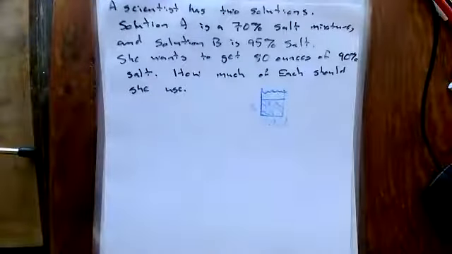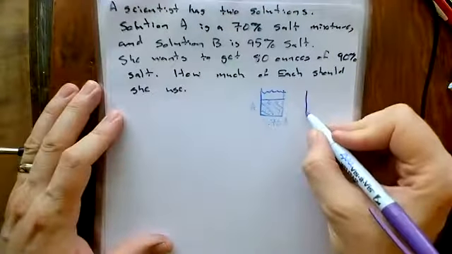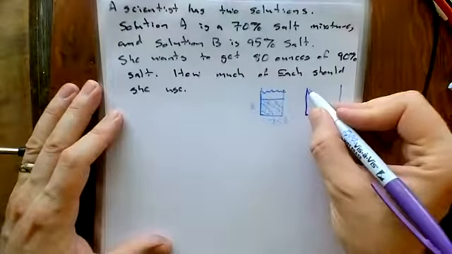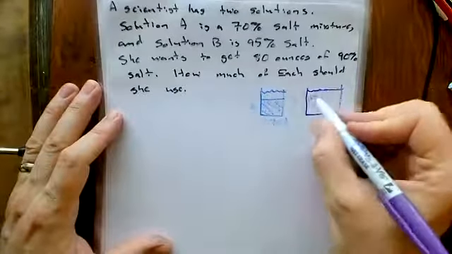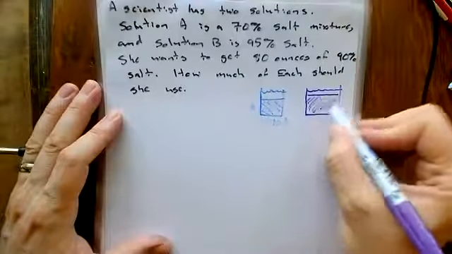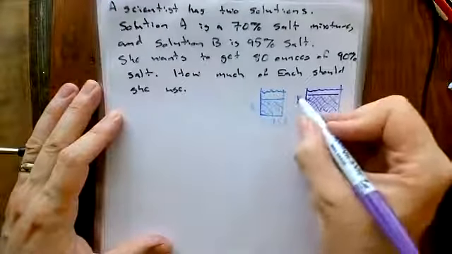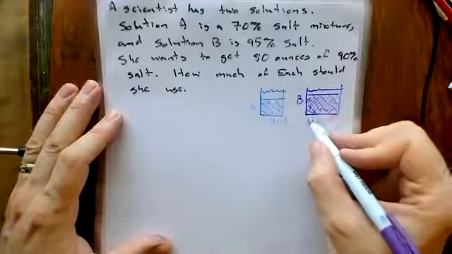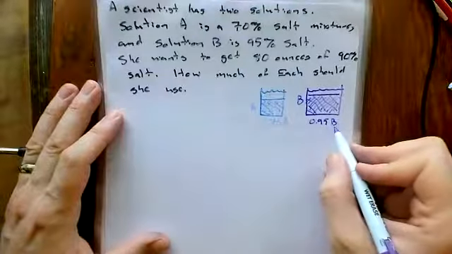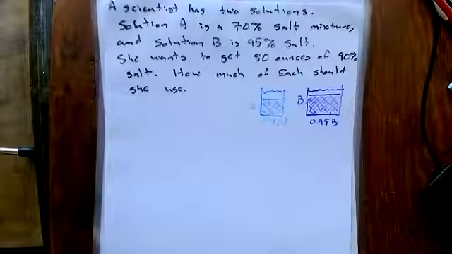For B, I don't know what size this is, whatever's in there, but this one is 95% salt. So this is an even higher concentration of salt. Whatever volume is in here, 95% times that volume is going to be equal to that salt. So this gives us a good setup.